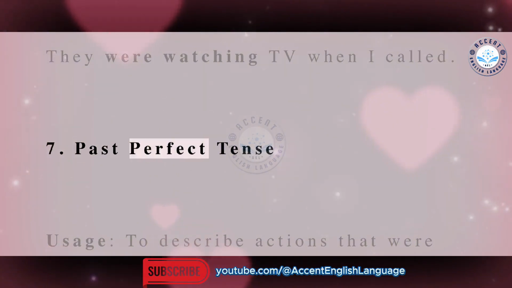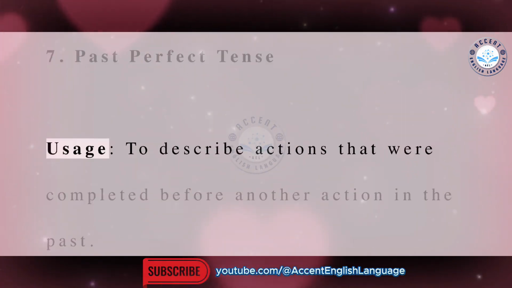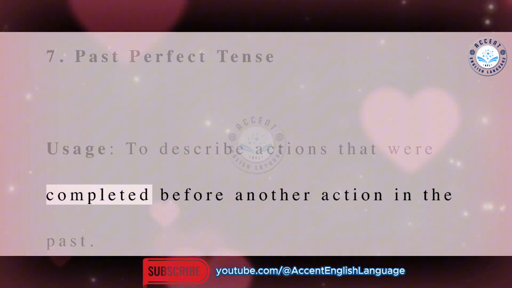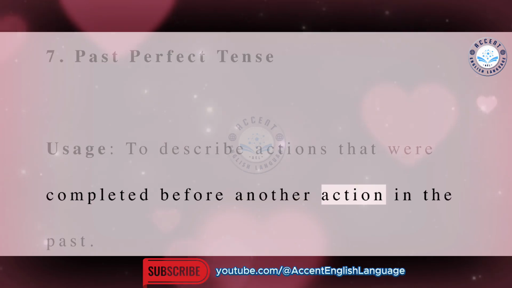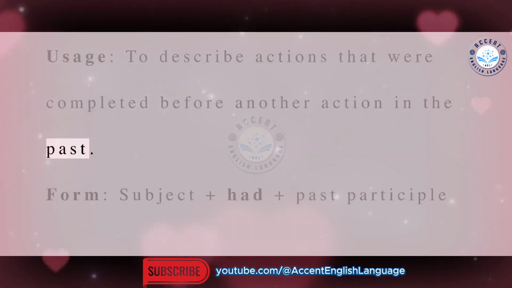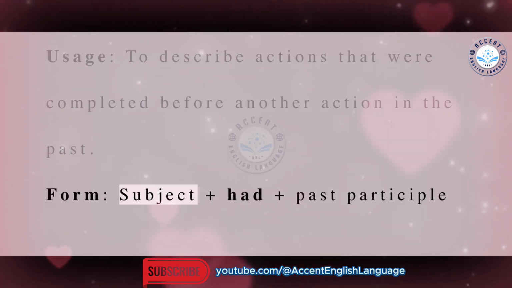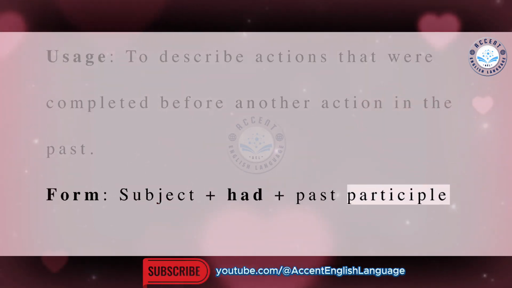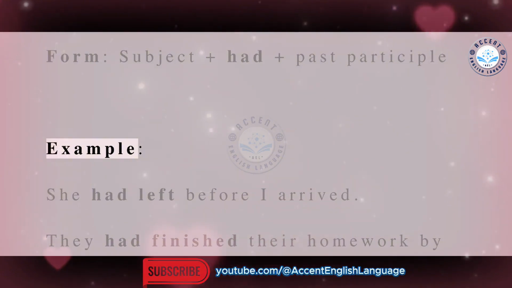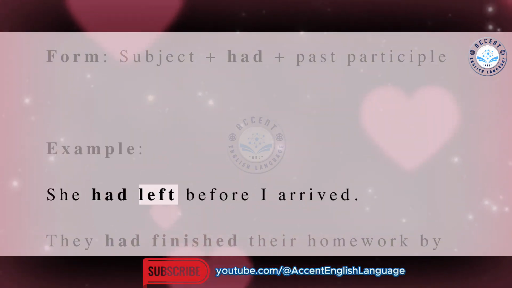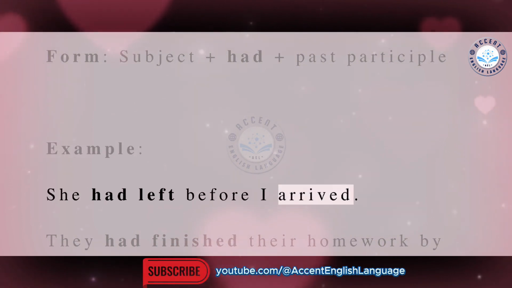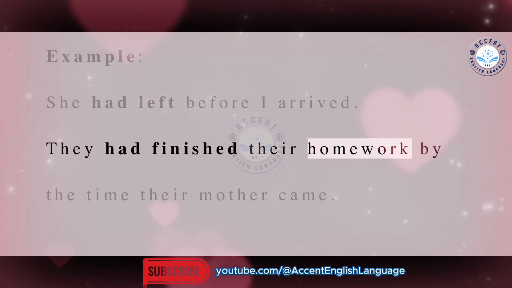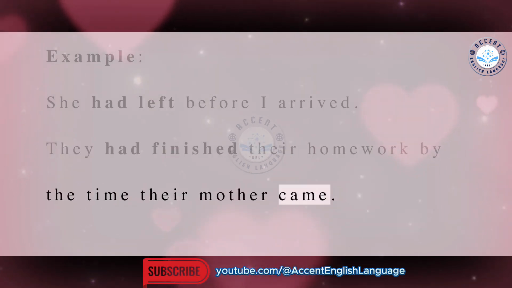7. Past perfect tense. Usage: to describe actions that were completed before another action in the past. Form: subject plus had plus past participle. Example: She had left before I arrived. They had finished their homework by the time their mother came.